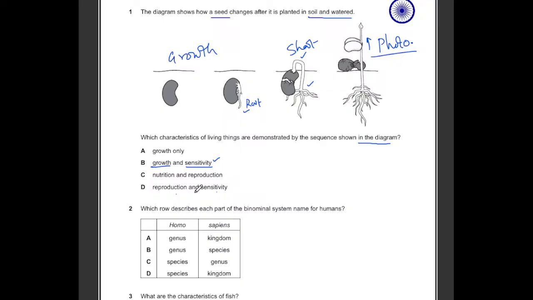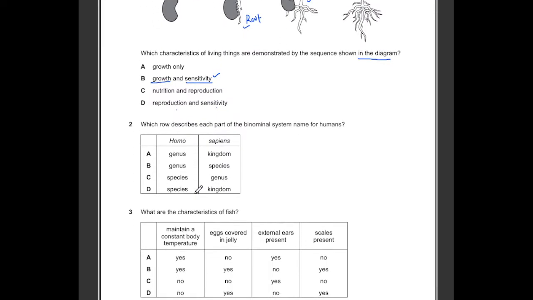Moving to the next question. Which row describes each part of the binomial system name for humans? Binomial means we have genus and species. That means a name which has genus and species, and we know the human name is Homo sapiens, correct? But which is the genus? Of course, Homo is the genus, right? So we have two options, but is sapiens the kingdom or the species? Of course, it's the species. So option B is the correct one. Okay, that's easy.